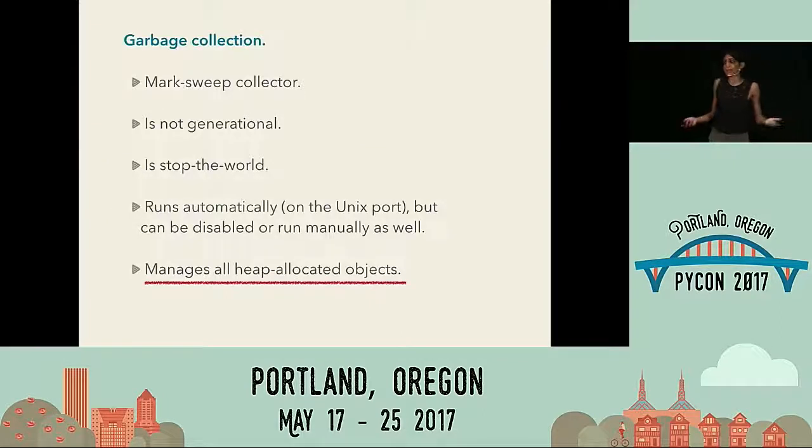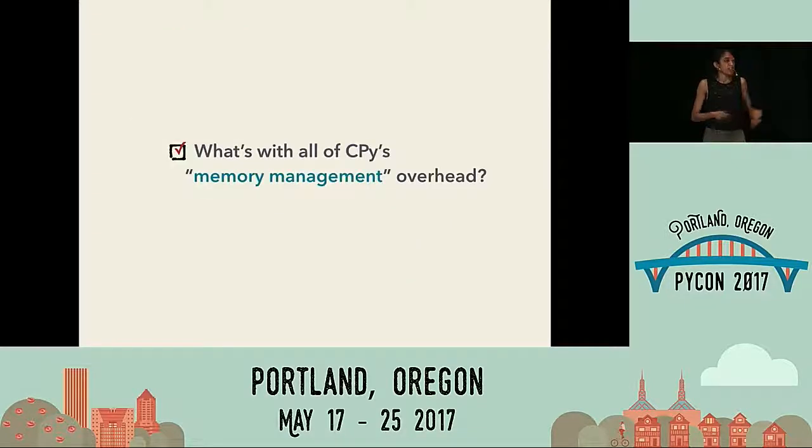Well, it turns out MicroPython has a garbage collector as well. This is a different garbage collector. This is a mark and sweep collector. Again, the details don't matter, but it manages all heap allocated objects. So with that, we now know the answer to our question, what's with CPython's memory management overhead? We know how that works.